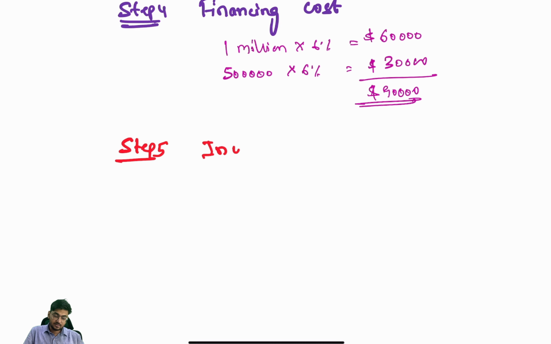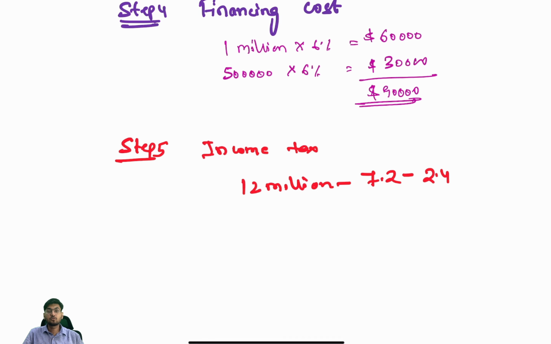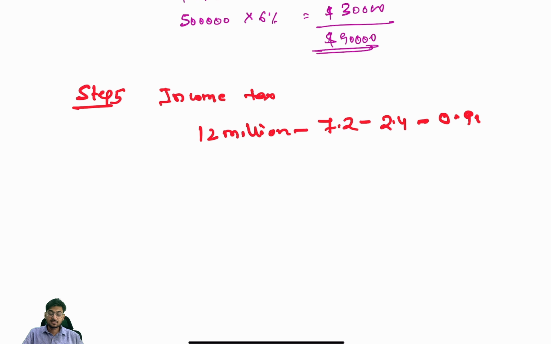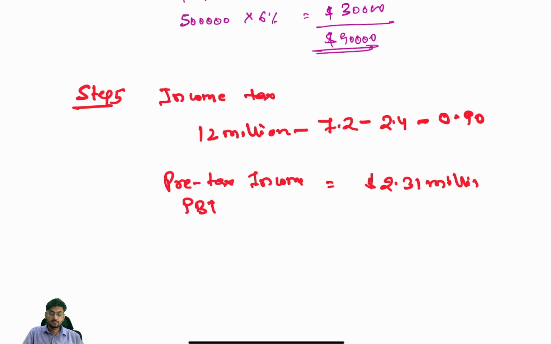Now step number 5 is about estimating the income tax. How will you calculate the income tax? First you need to calculate the income. So $12 million was your sales, out of which $7.2 million is your COGS, 2.4 is your selling, general and other administrative expenses, 0.90 is your financing cost. So what is your pre-tax income, or you can say profit before tax? This is $2.31 million. Clear?